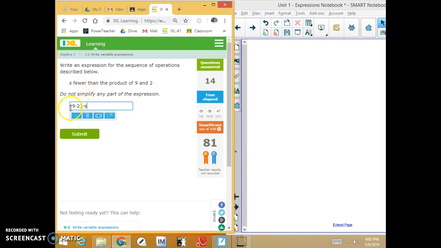Now, I could actually think about this. Do I know what 9 times 2 is? Well, I do. 9 times 2 is 18. So it's actually 18 minus S. I think this will work.